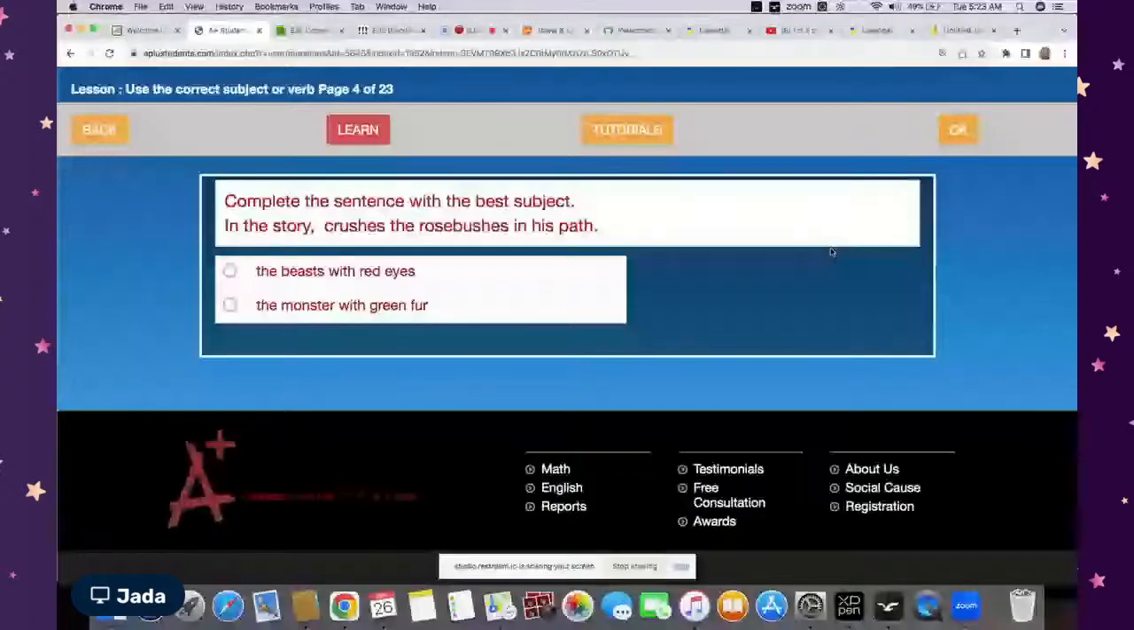What's the best subject? Because we have the verb there and it is crushes. So yeah, what is it? What is the best subject in this sentence? Can you guys send in your answers now? Number two. All right, the monster with the green. All right, good job, everyone.